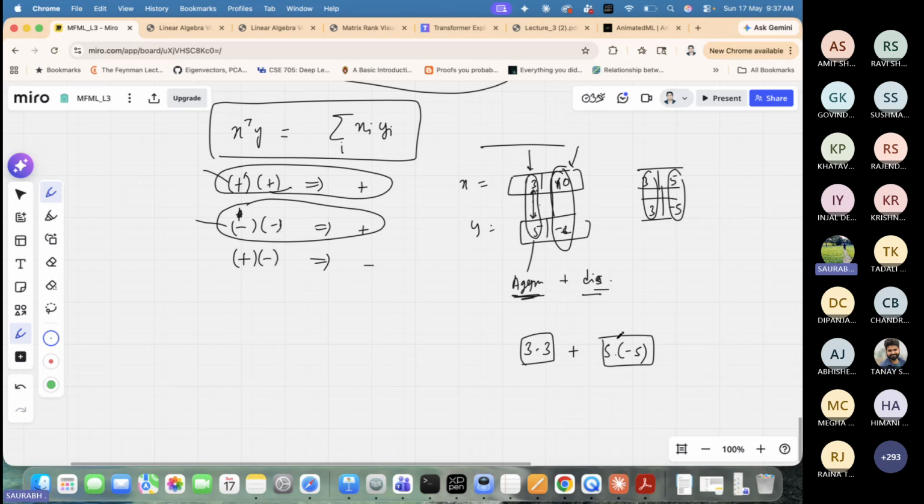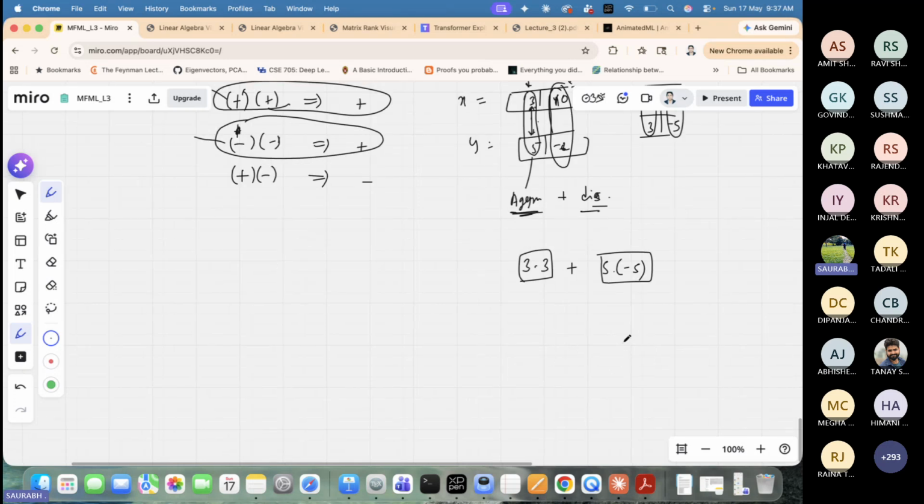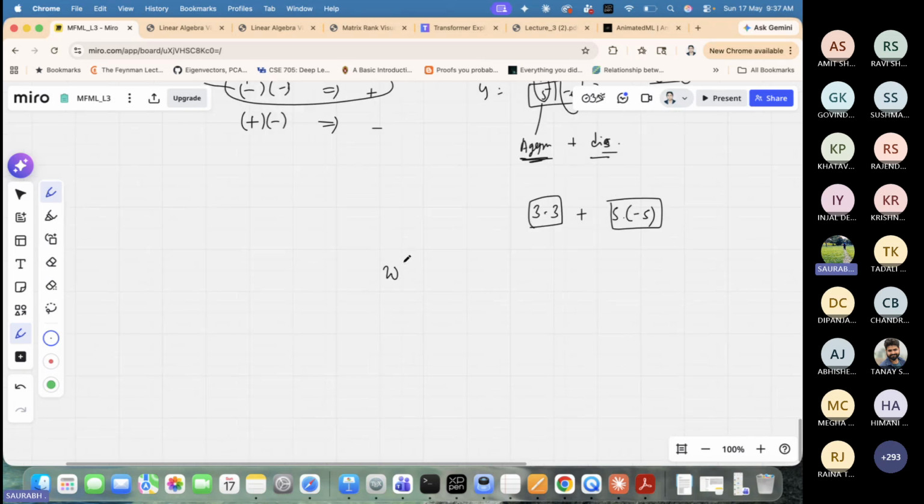Now, in connection to machine learning, you might have already looked into it. You might have looked into linear regression, right? Which is of the form W transpose X plus B. That's what you do there.